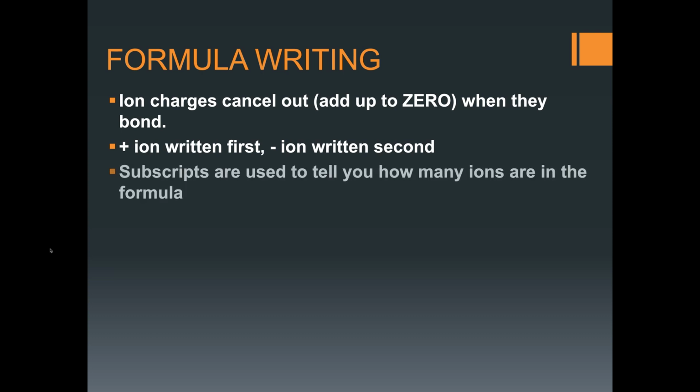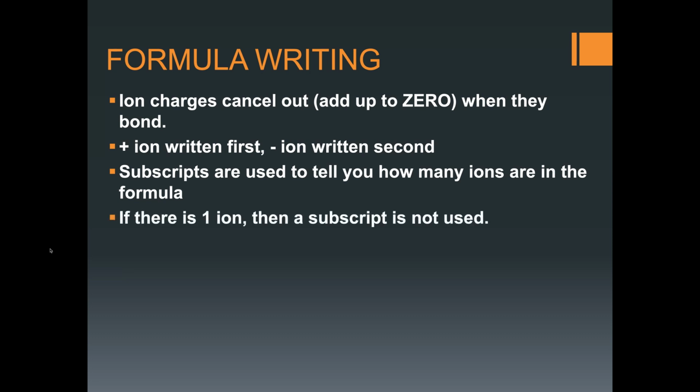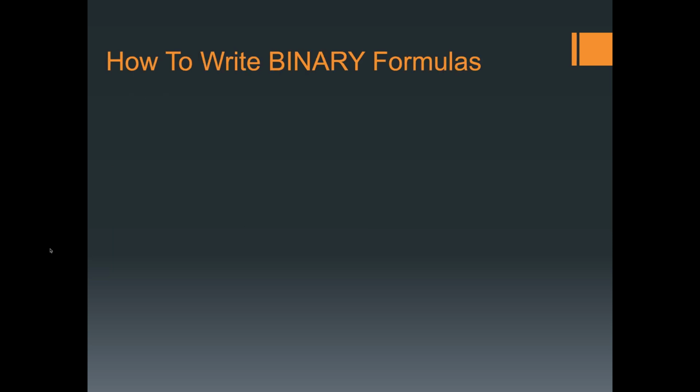Never! Okay. Subscripts like in H2O are used to tell you how many ions there are in the formula. And if there's only one, you don't write the subscript. For example, water is not H2O1, it's just H2O. The 1 is assumed, just like in algebra, you wouldn't say 1x, you'd just say x. Okay, so if there's only one ion in the formula, you don't use a subscript.